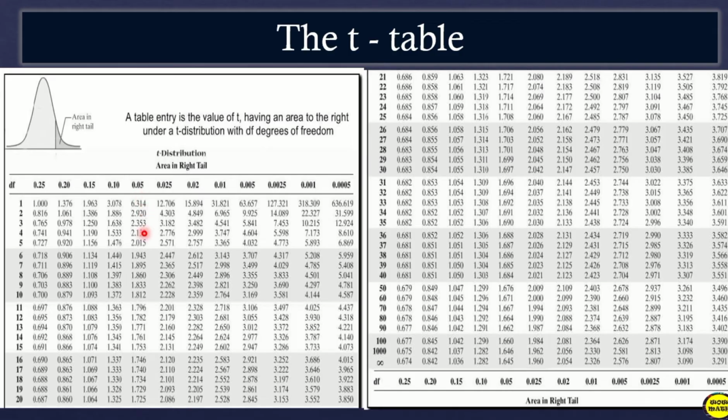Ibig sabihin, focus in the row containing, tingnan nyo lang yung row ng 10 degrees of freedom, then tingnan nyo kung saan nakatapat yung 1.812. So, that contains 0.05, so that is the answer. Again ha, kapag kukunin natin yung area to the right of the t-distribution with 10 degrees of freedom, with a corresponding t-value na 1.812, the answer is 0.05.